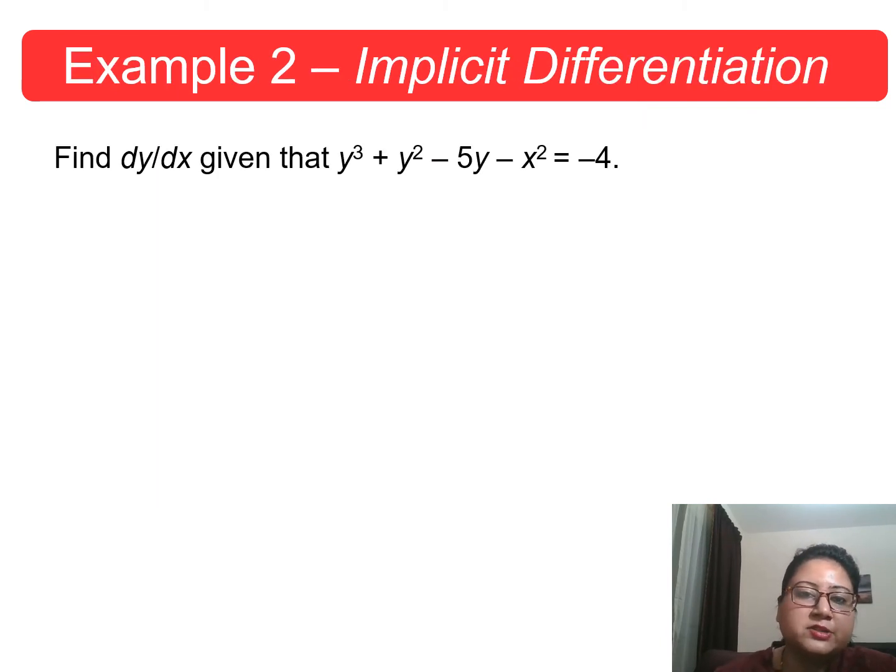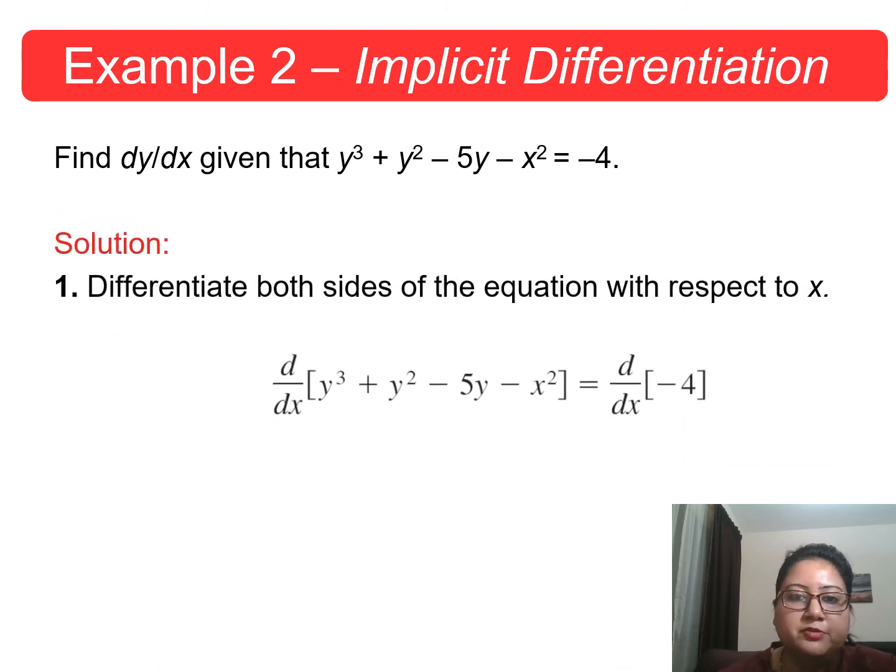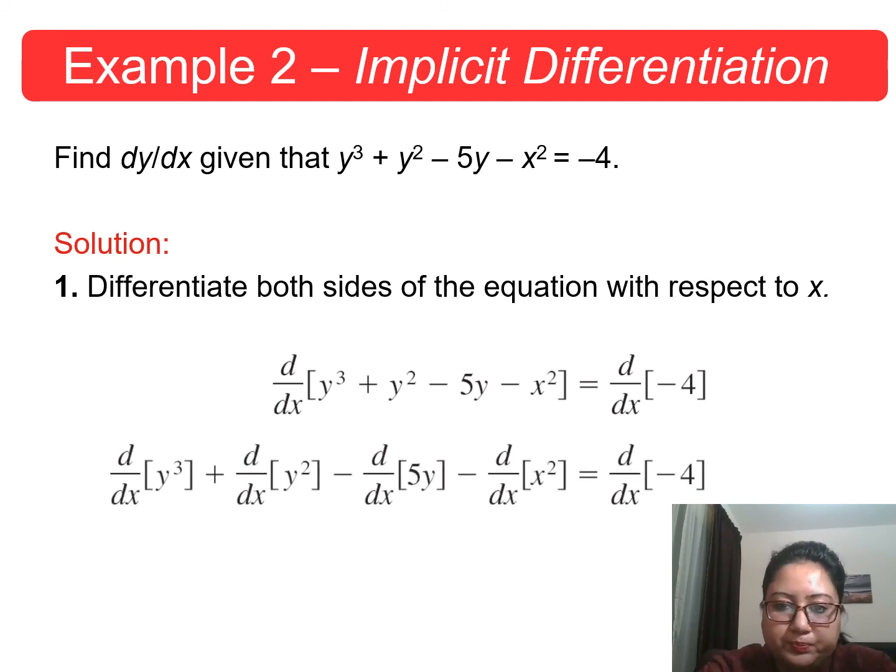Okay then, now that you have understood all the steps you need to follow, let's apply those steps in this example. Find dy by dx given that y cube plus y square minus 5y minus x square is equal to negative 4. So again, this is an implicitly defined function. Let's do step 1, which is to differentiate both sides of the equation with respect to x. And when you do that, very easily you can see that on the right you are going to get the derivative of a constant number, negative 4, which will be 0.